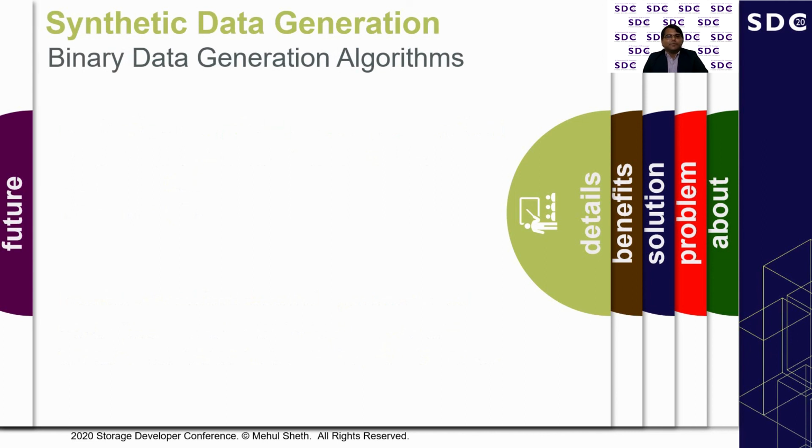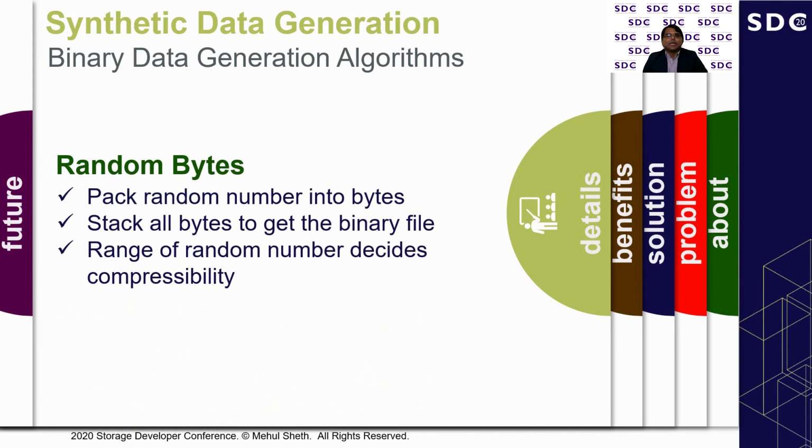For binary data, that is, files like videos, images, PDFs, I generated random bytes and packed them into a file of a desired size. And I controlled the compression by selecting the range of random numbers. This is really simple but very effective. The range and the compression have an inverse relationship. That is, the higher the range, the lesser compression ratio you will get.